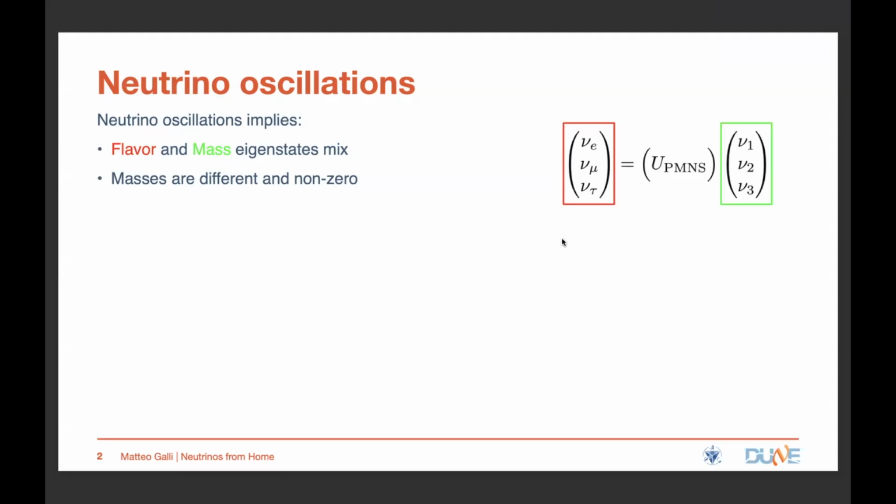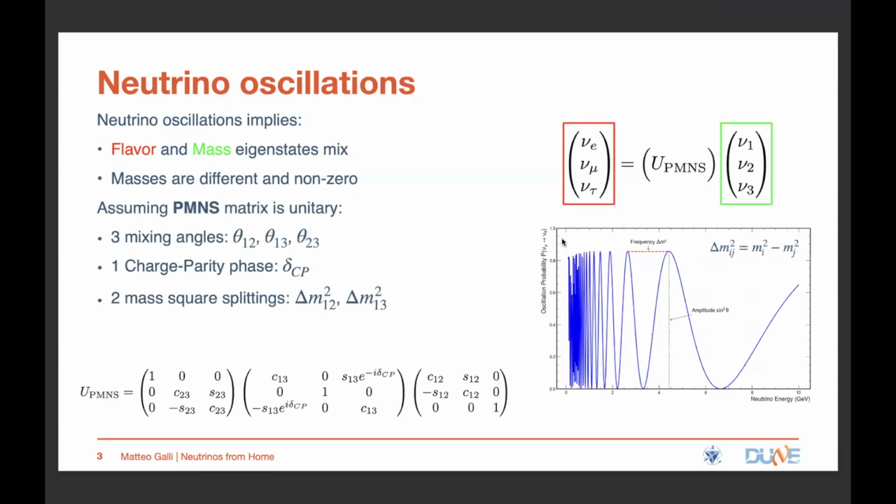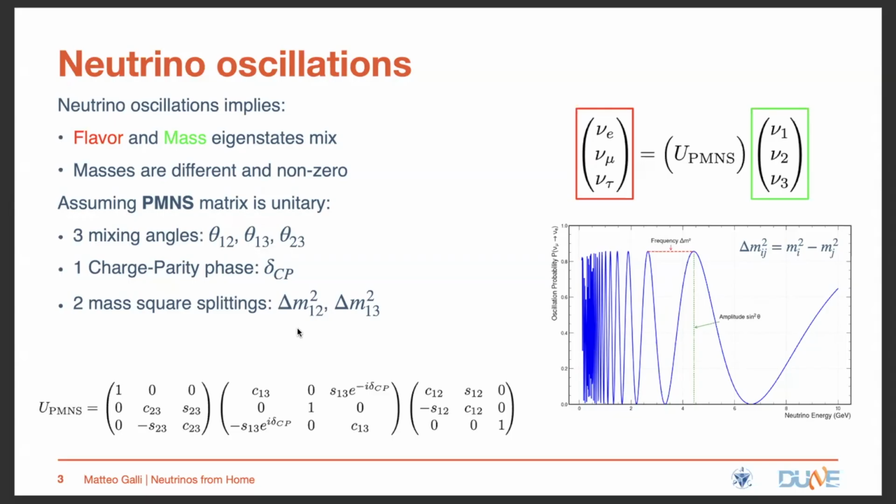If we make the assumption that the PMNS matrix is unitary and 3 by 3, we can parameterize it in this way. It depends on three mixing angles, which give the amplitude of the oscillation, a single CP violation phase, and two independent mass square differences, which give the frequency of oscillation. So with this assumption, we have 6 parameters describing oscillations that we can measure.